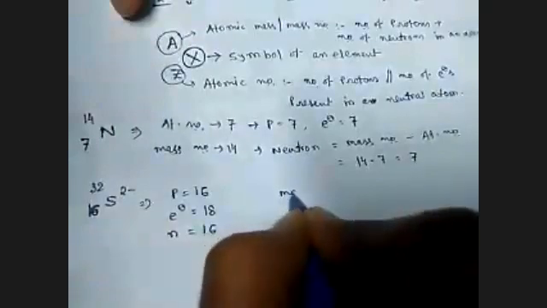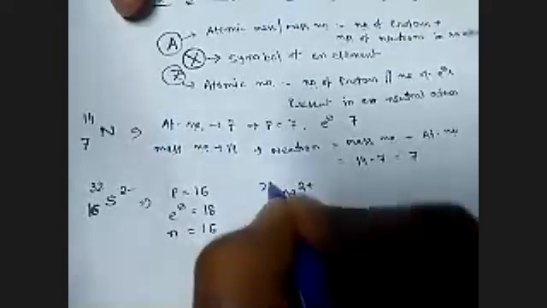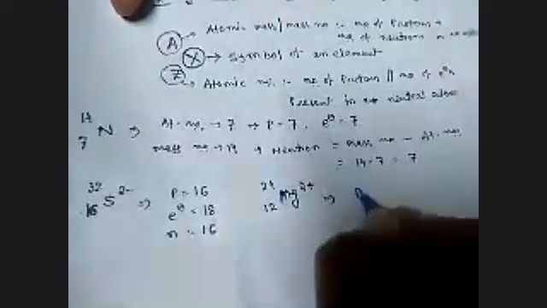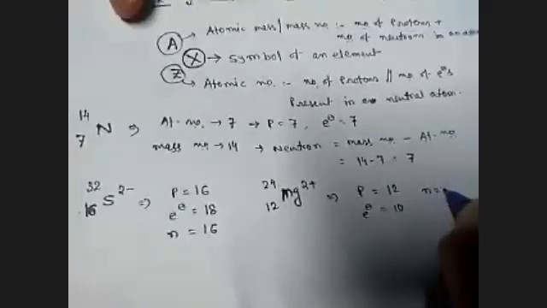But if it is positive, suppose Mg, magnesium, 2 plus, 12, 24. Then protons equal 12. Electrons 10. The plus means 2 electrons have been released, so subtract them. And neutrons equal 12.